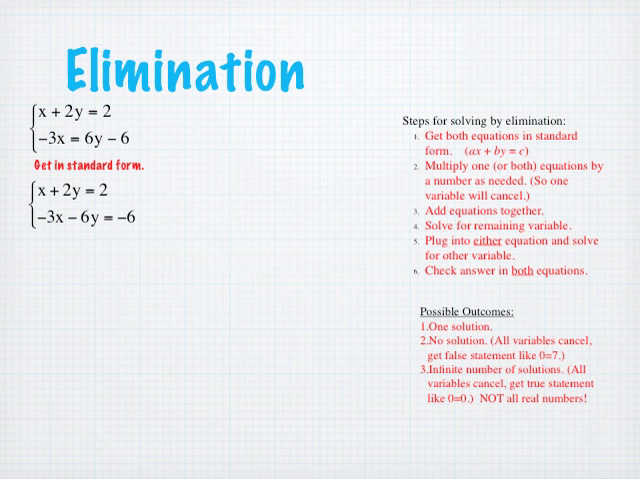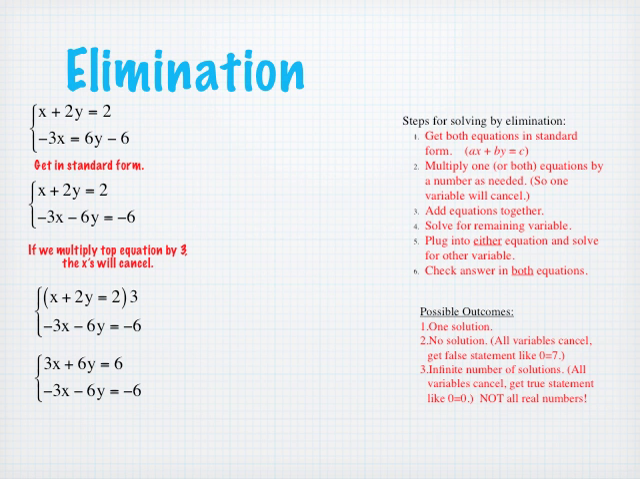What could I do to get the x's to cancel? Well, if I multiply the first equation by 3, then my x's will cancel. That sounds pretty easy, so let's do that. Multiply the top equation by 3, so I'll get 3x plus 6y equals 6 for the top equation, and my bottom equation remains negative 3x minus 6y equals negative 6.